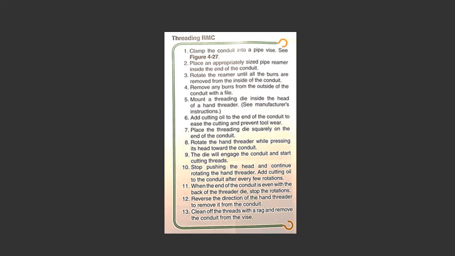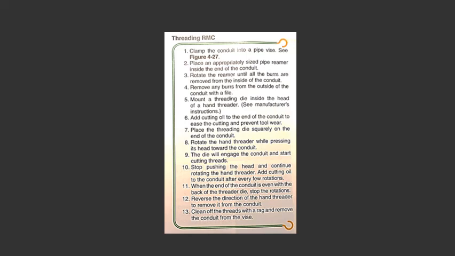Add cutting oil to the end of the conduit to ease the cutting and prevent tool wear. Place the threading die squarely on the end of the conduit. Rotate the hand threader while pressing its head toward the conduit. The die will engage the conduit and start cutting threads. Stop pushing the head and continue rotating the hand threader. Add cutting oil to the conduit after every few rotations. When the end of the conduit is even with the back of the threader die, stop the rotations. Reverse the direction of the hand threader to remove it from the conduit. Lastly, clean off the threads with a rag and remove the conduit from the vise.